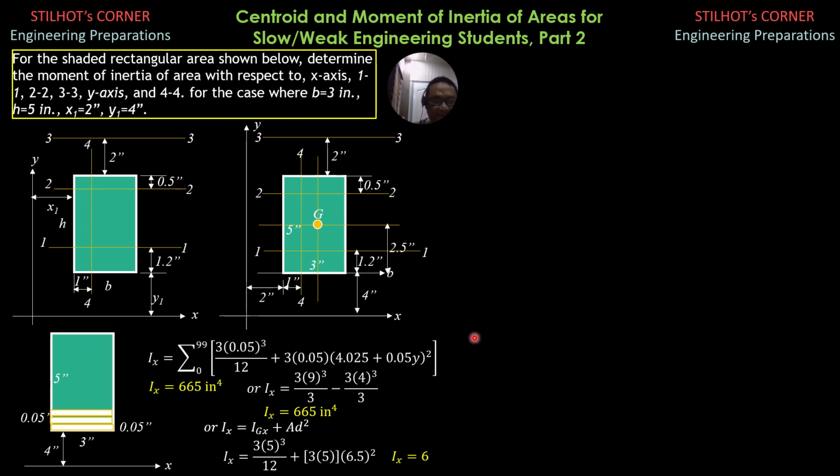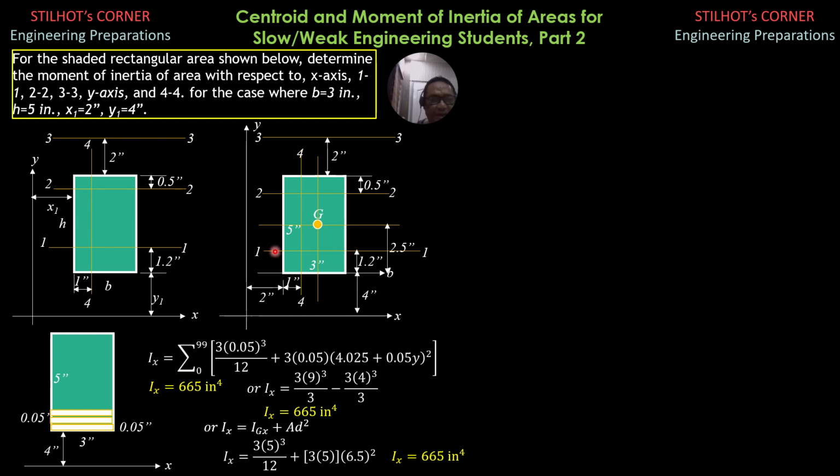And that will give us the same answer. Now, next, about axis 1-1, I'll present two solutions per case. We imagine that this is the axis. So we have two rectangles with common base as this axis 1-1. The height of one rectangle is 1.2 and the height of the other rectangle is 5 inches minus 1.2, 3.8 inches.